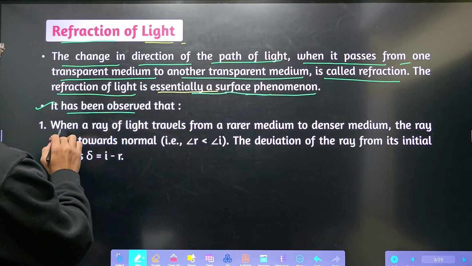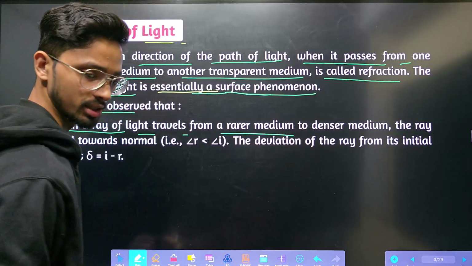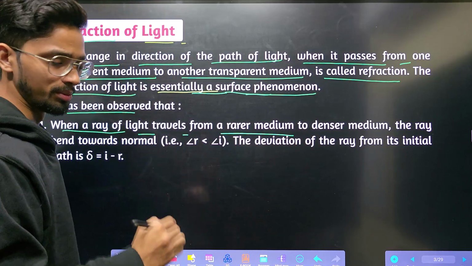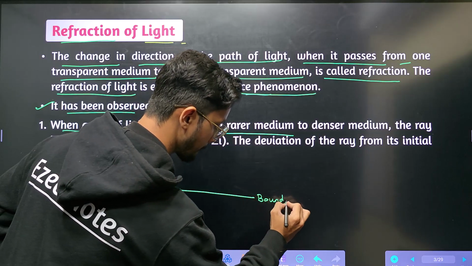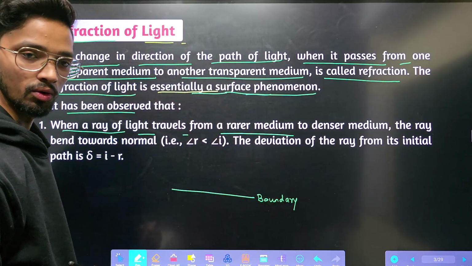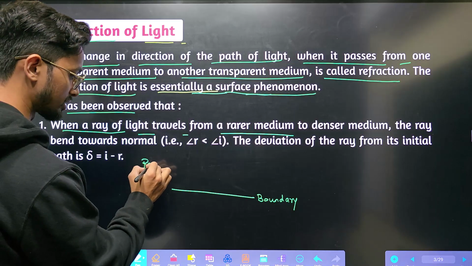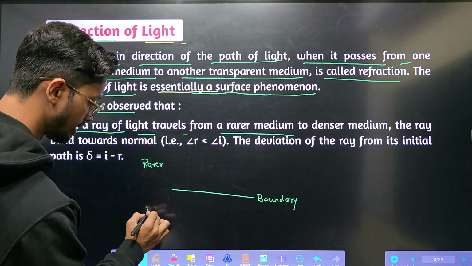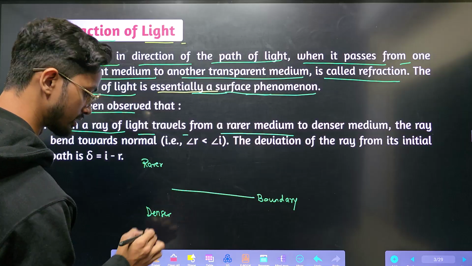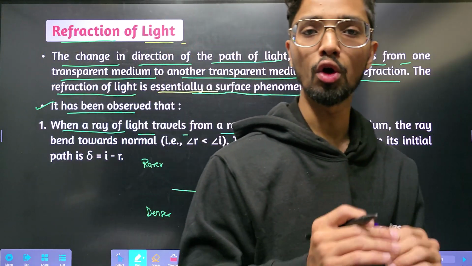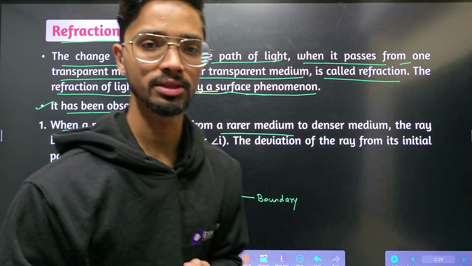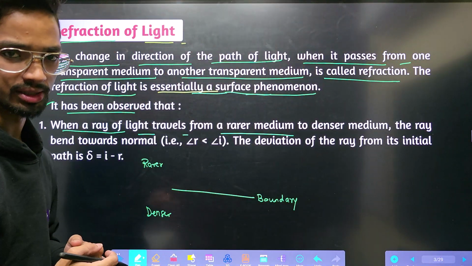It has been observed that when a ray of light travels from rarer to denser medium, let us see. We have two mediums. This is a boundary. This is the upper medium. Let us consider it as rarer, and the lower will be denser. Rarer means which has low optical density. Denser means which will have higher optical density.